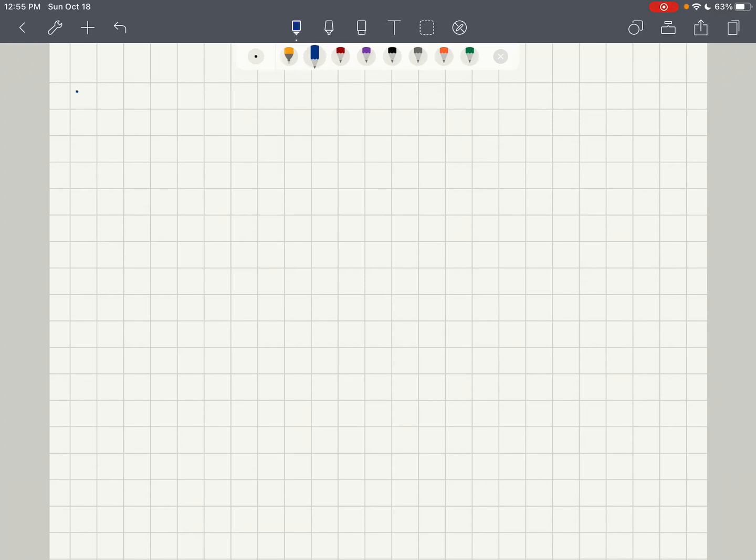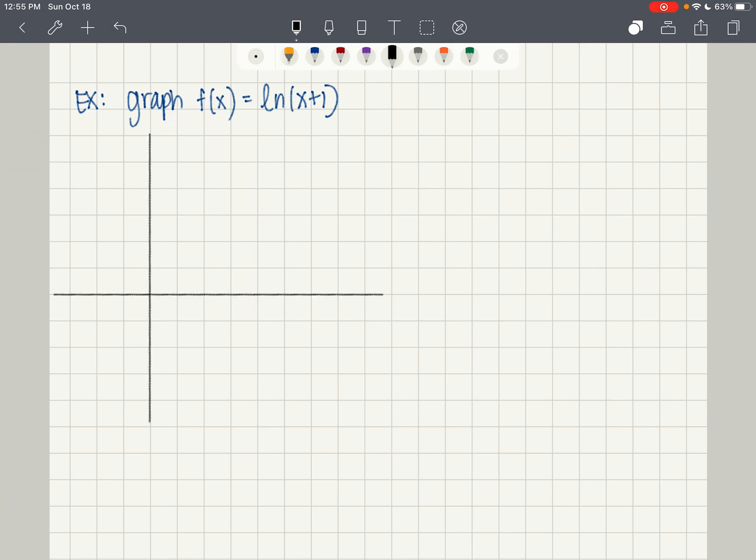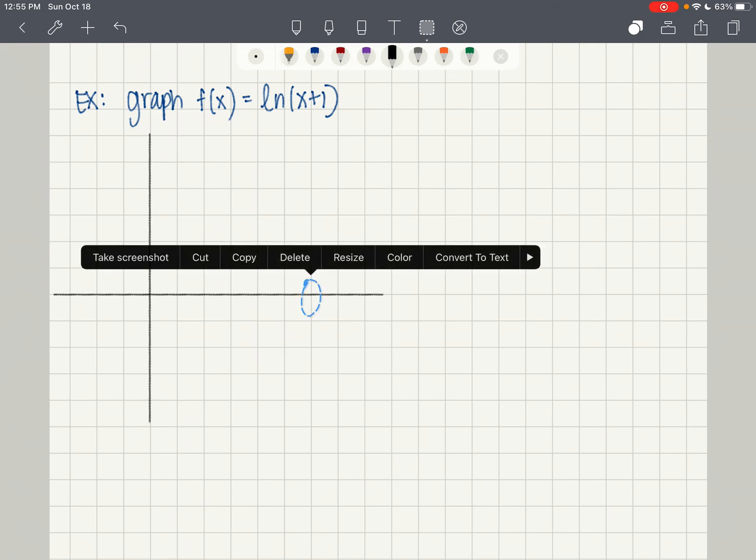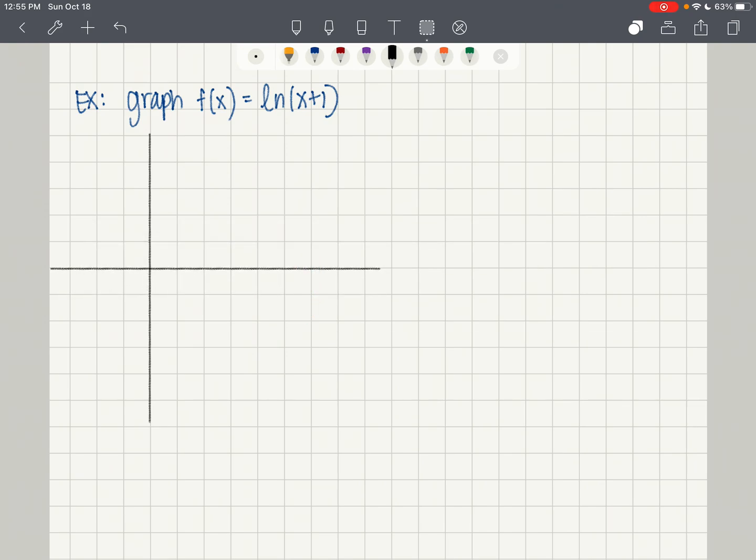Okay, we're going to start by graphing f of x equals the natural log of x plus 1. Now, I'm not going to lie, if you know your exponential graph, if you know that parent function of your exponential graph, it's going to make this graphing quite a bit easier.